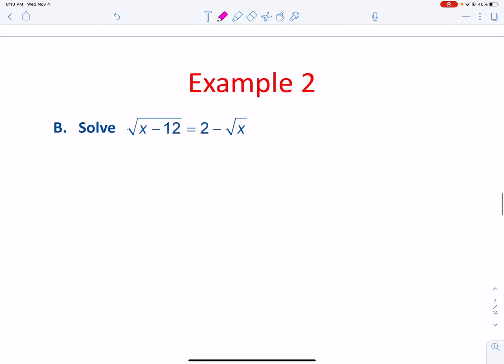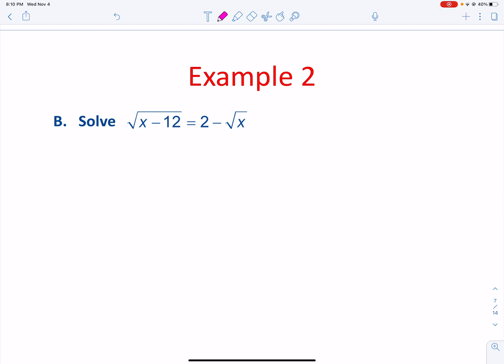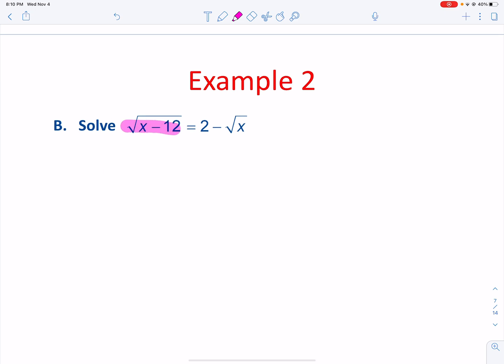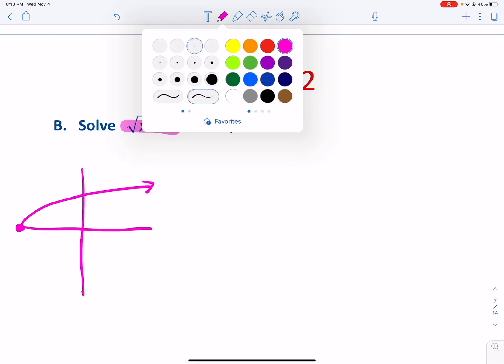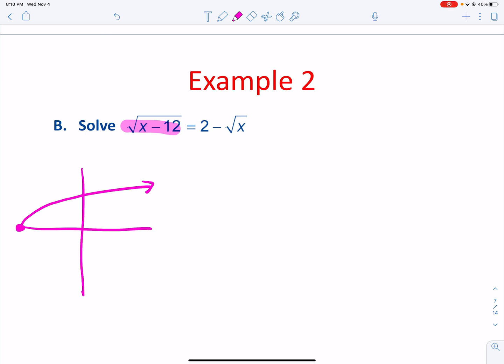So if I were to graph these, I'm going to graph this side in pink, and I'm just sketching it. So this is x minus 12 inside of there. This is going to be way back there at 12, and it's going to go like this, right? And then if I graph my other one, this side, it is shifted up 2, and then because of the negative, it's flipped down.